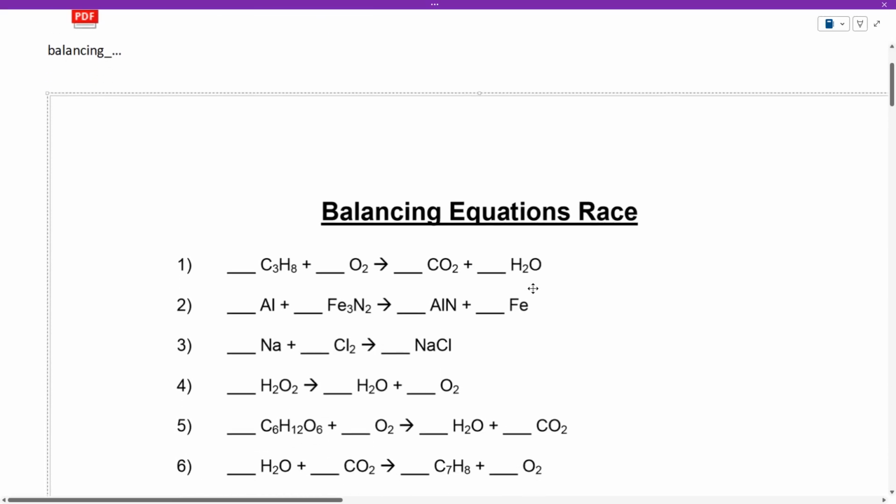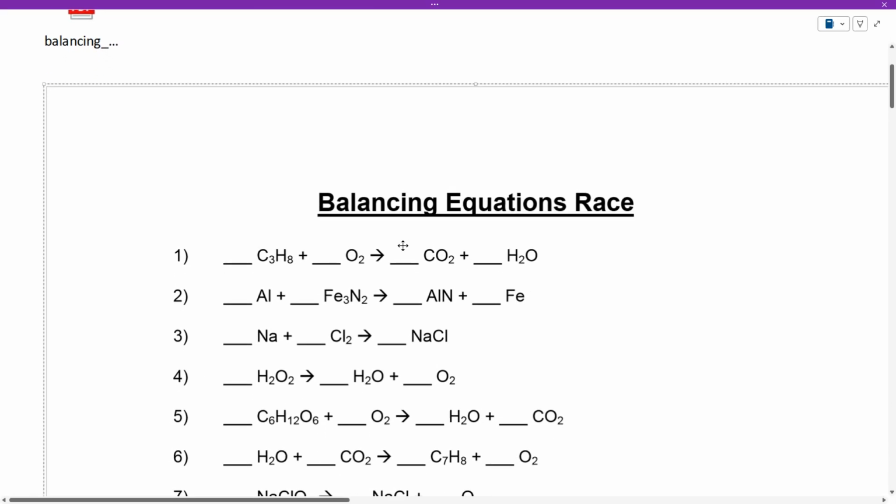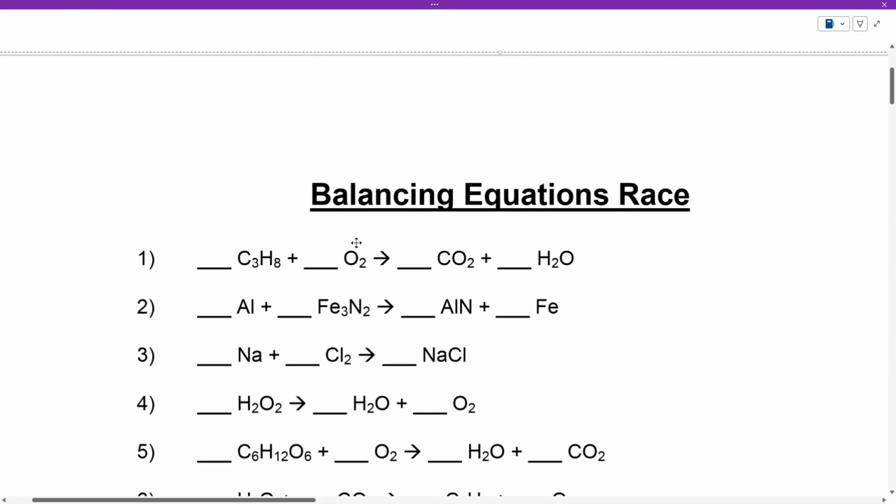Okay, balancing equations race. I'm going to show my strategy that I used last year, I think. So, firstly, we have C3H8 plus O2 yields CO2 plus H2O. Over here, we have three carbons and only one carbon over here. We're going to put a 3 there to balance the carbons out.